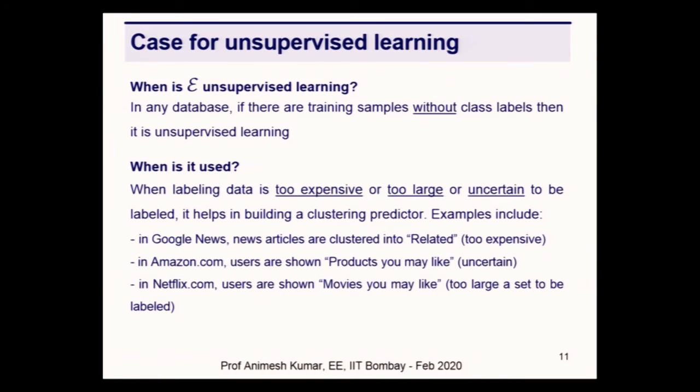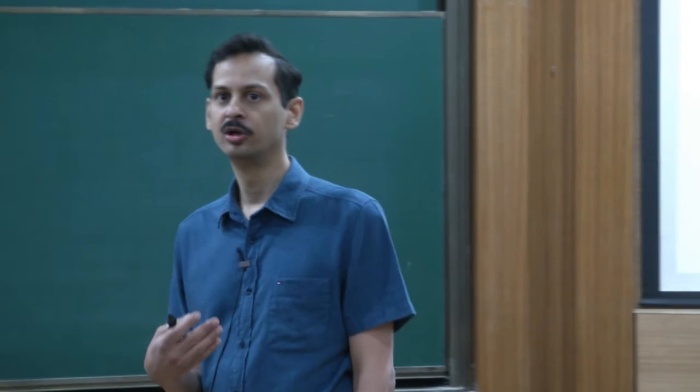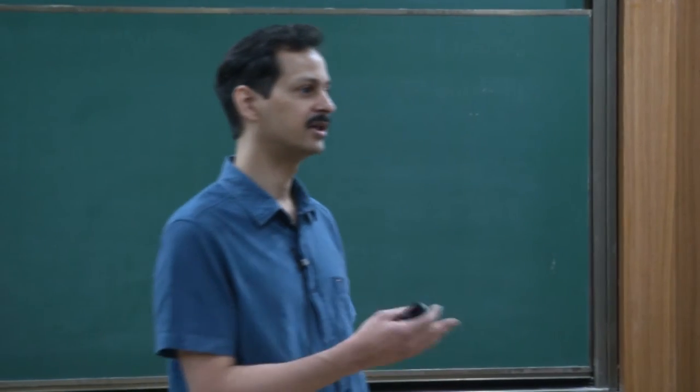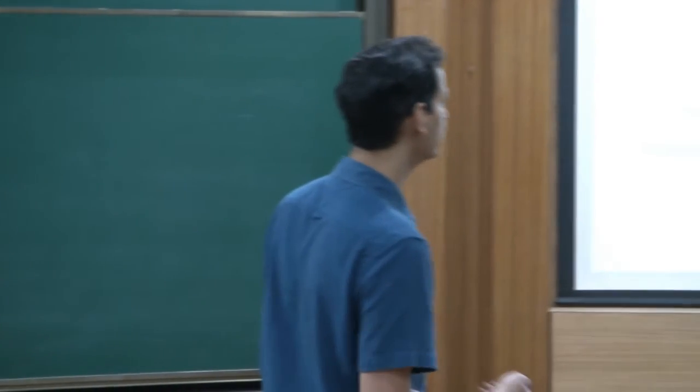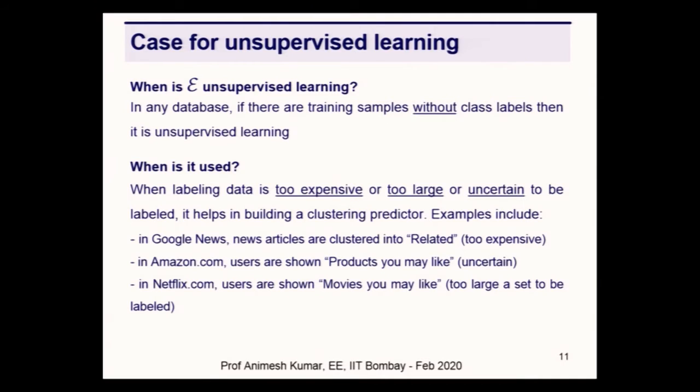All right, so here it is too expensive for a person to sit down and label each news article, because then Google will have to pay them heavily, and the person will take a lot of time to classify whether two articles are similar or not. Then they may also make errors. So it's not only too expensive, it's probably prone to error as well if humans are involved.